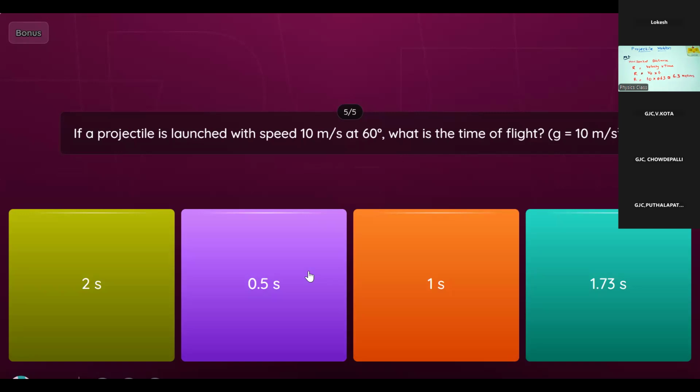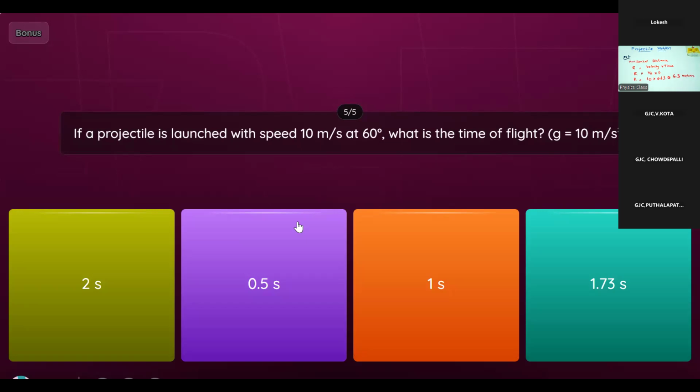Just put those values in the equation of time of flight. Already you know the formula: 2 into V naught sin theta naught by g. Just put V naught 10. Okay, already one response. Answer B, 0.5 seconds. So 2 into V naught, here 10, sin theta naught, sin 60 degrees, by g. Here g is 10. So 2 into 10 into sin 60 by 10.